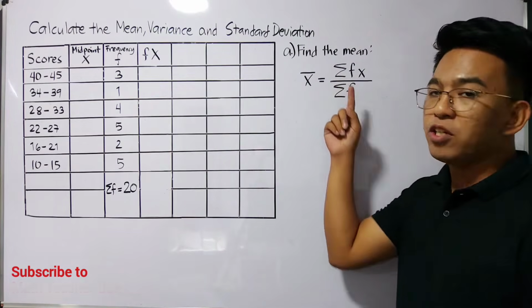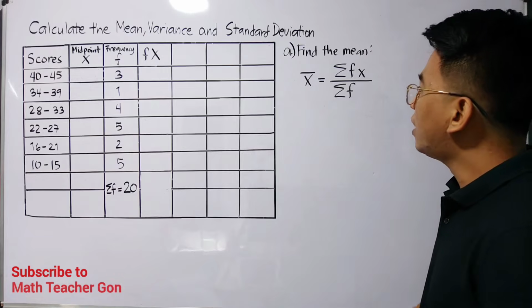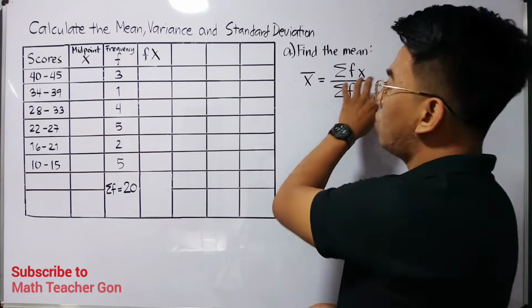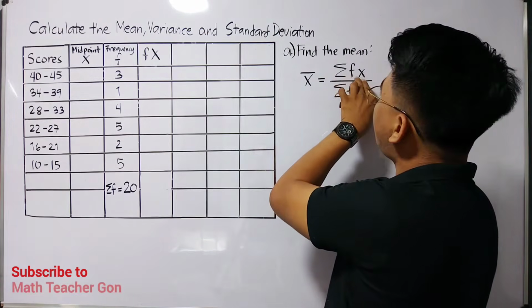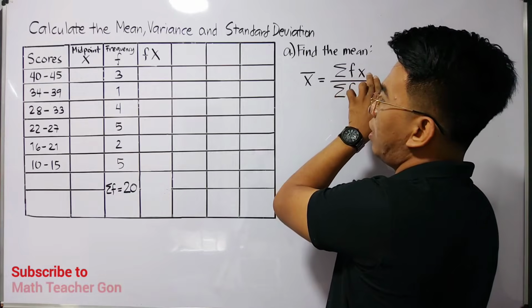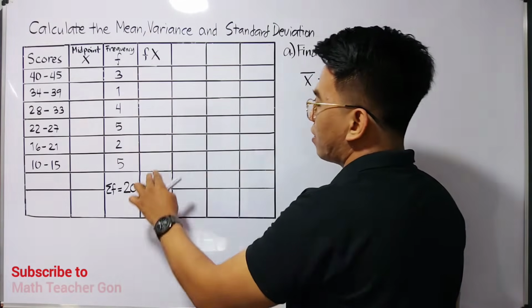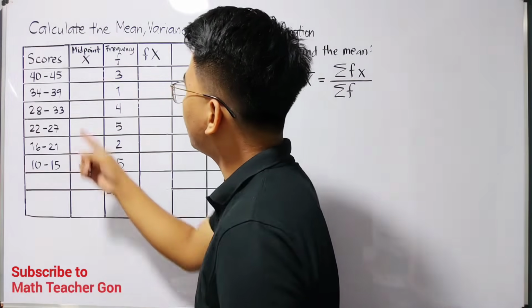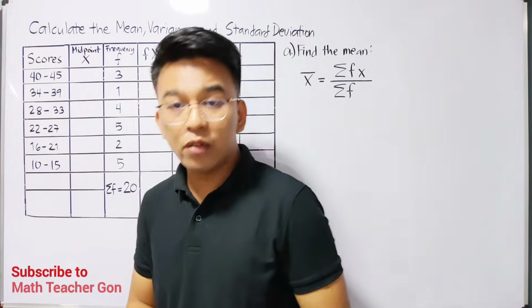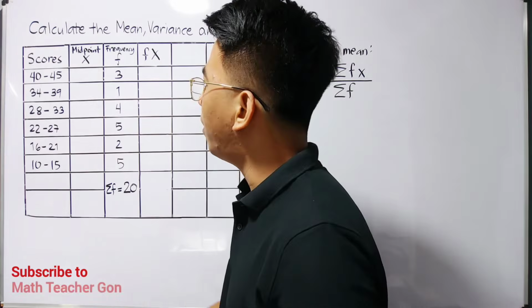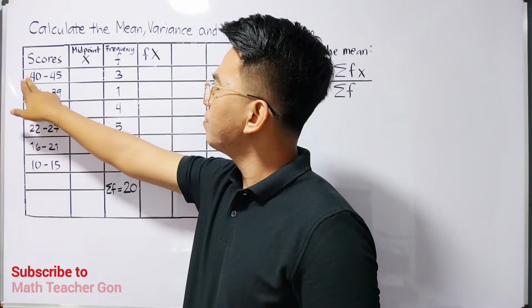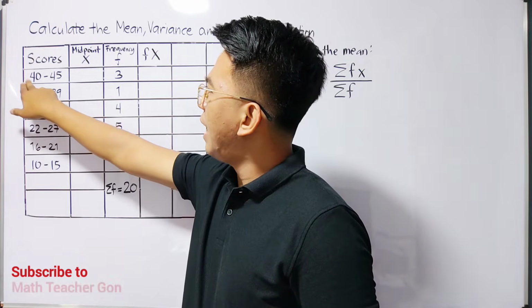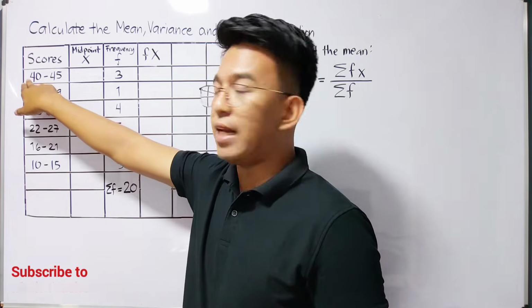Now, for the summation of fx, what we need here is to sum up fx, all the values here. So we need to complete this column. First, we need to get the midpoint. So how do we get the midpoint? To get the midpoint, all you need to do is add the endpoints of each class interval.